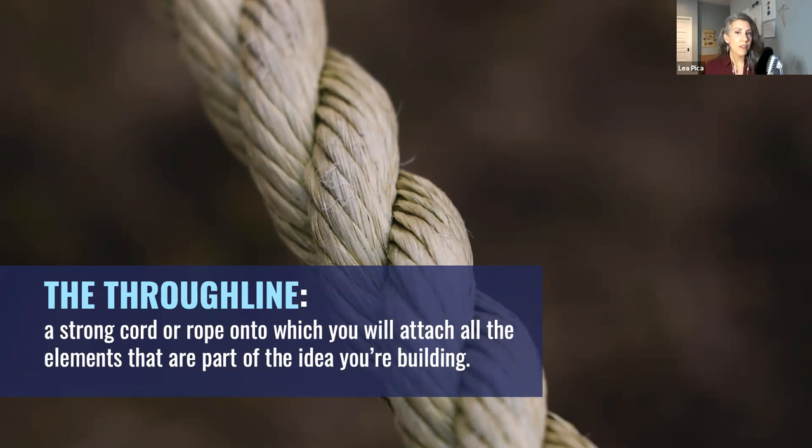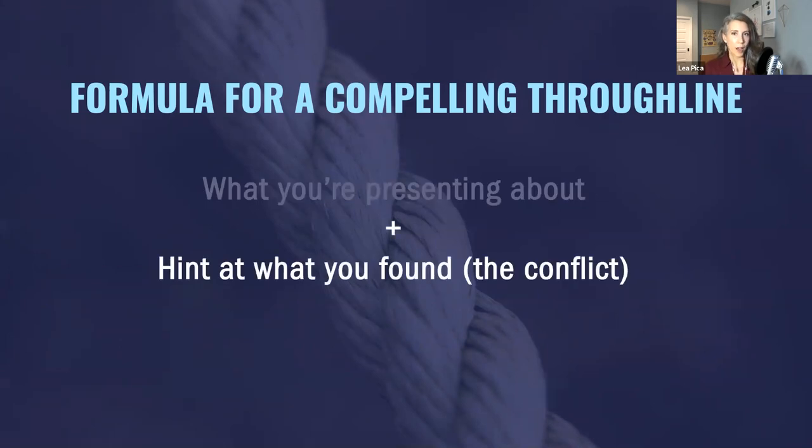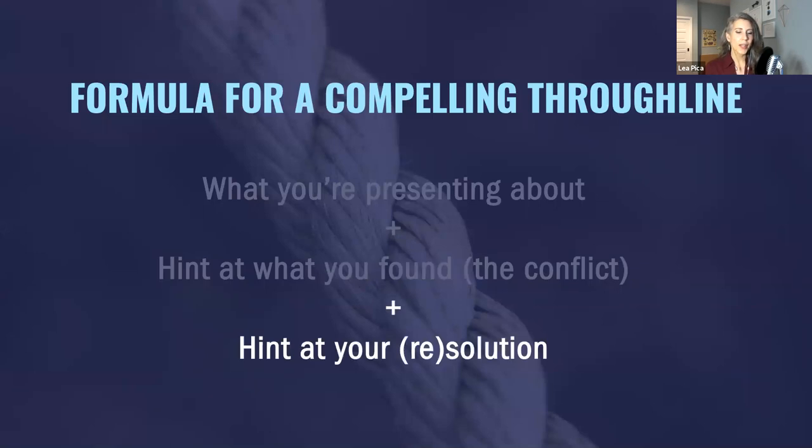So here is my formula for a compelling through line for your presentation. As a way you can introduce what you're going to talk about, what you're presenting about. Then you're going to hint at what you found, kind of the conflict in the story. And then you're going to hint at your solution or your resolution, depending on the kind of information that you're presenting that day or the story.